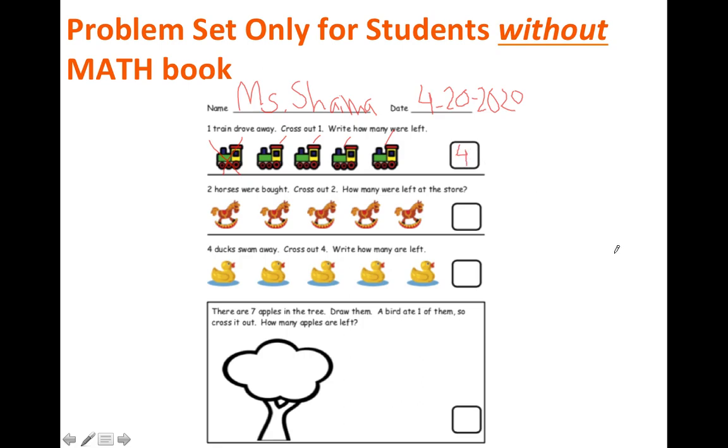Again, in subtraction, the number that you start with is big and then the answer is small. So you can see 1, 2, 3, 4, 5. We started off with 5 trains, and since 1 drove away, the answer is 4. And remember, 4 is smaller than 5. We started off with 5 and then we went down to 4. I want you to do this and this and this by yourself. Remember, this problem set is only for the students without the math book.